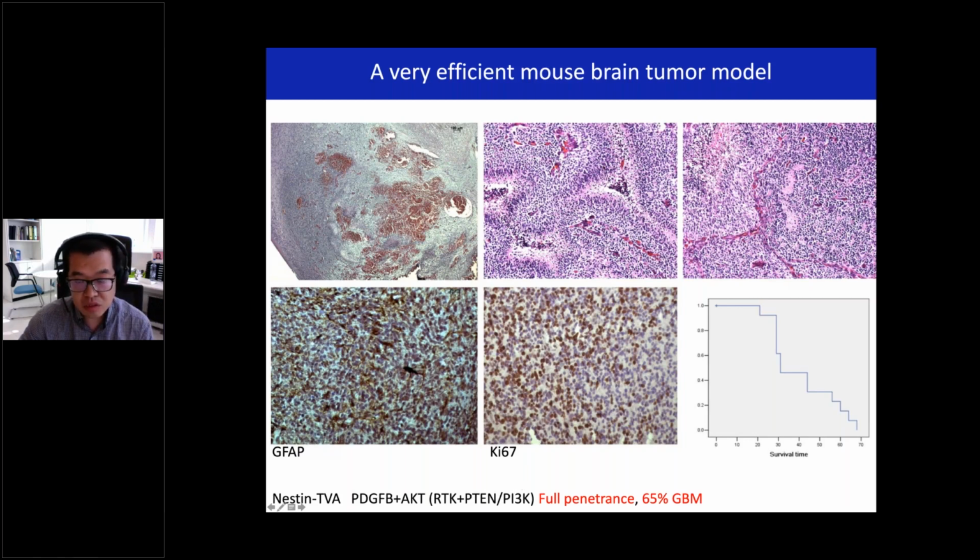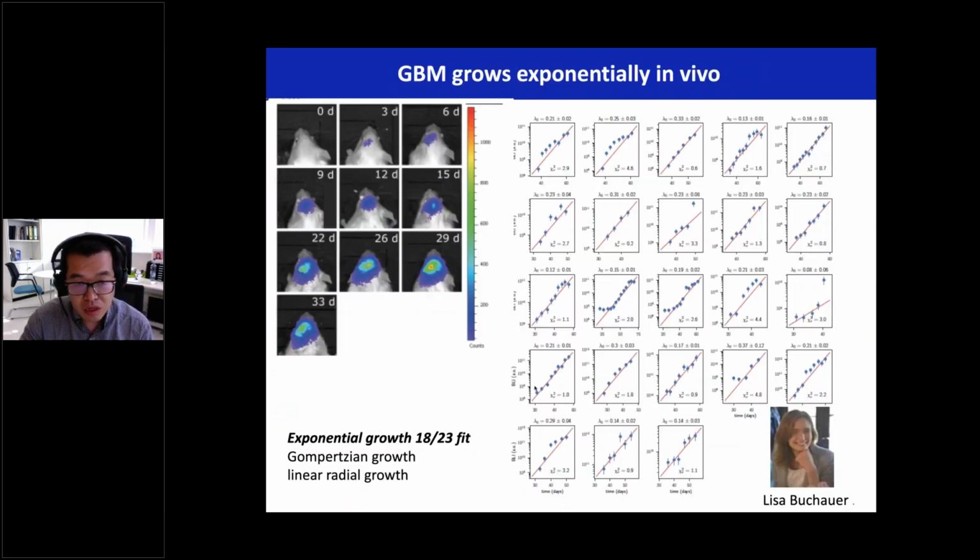You can see here the classic necrotic area and also angiogenesis, and the animals die very quickly. They are very proliferative tumors. So this is a very efficient model on top of which we can build further genetic tricks. And you can, of course, implement the luciferase gene in this model to see how the tumor develops. Here we imaged 23 animals with luciferase at about three-day intervals.